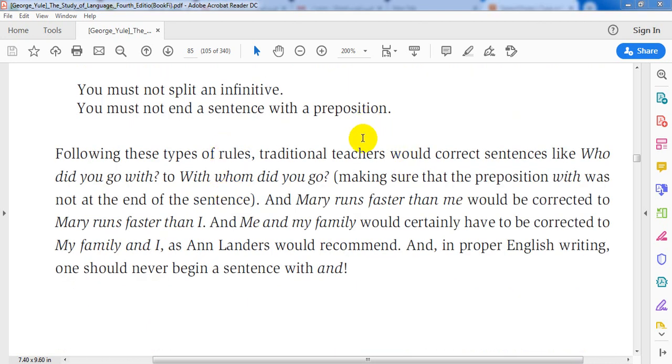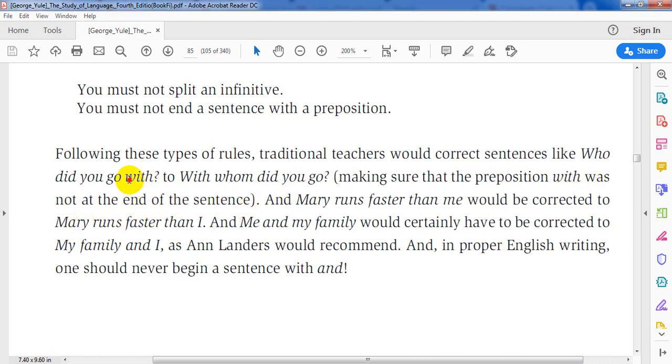And here we have some examples. According to the traditional teachers and those who follow the prescriptive approach, a sentence like "Who did you go with?" they change into "With whom did you go?" making sure that the preposition "with" was not at the end of the sentence.